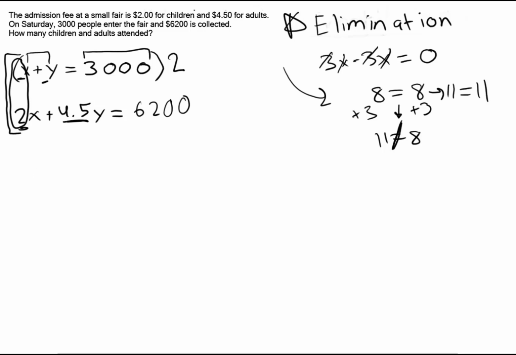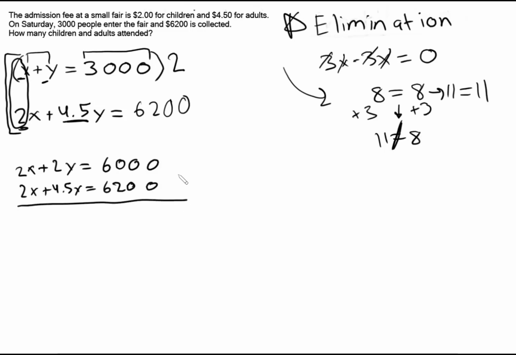So if we multiply the top equation by 2, we get 2x plus 2y is equal to 6,000, and 2x plus 4.5y is equal to 6,200. Now we'll draw a line here because we're going to either add or subtract these equations. Well, we can draw a minus here because 2 minus 2 is equal to 0, so the x variable is going to cancel out. Now you're left with one variable, and we've covered how to solve equations with one variable.